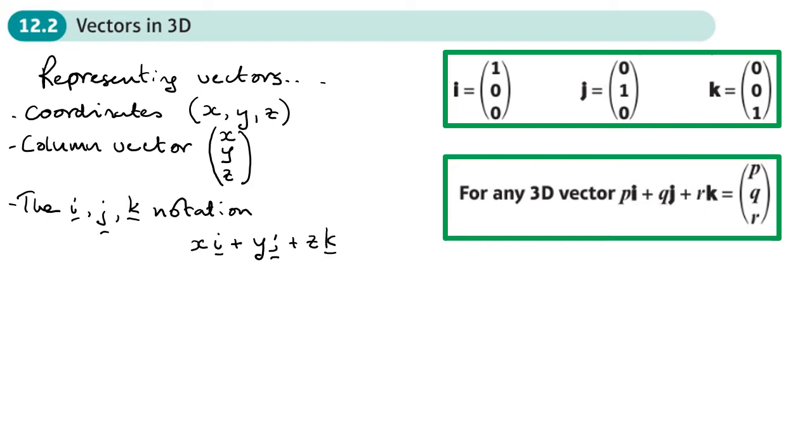And you can interchange between them, but in some questions it may be easier to represent it in one form over another, and you often find that the column vector form is really useful. Sometimes the i, j, k notation, and you might flip between them. It all depends on the question, but they all represent a point or a vector in 3D. They can be represented in different ways.